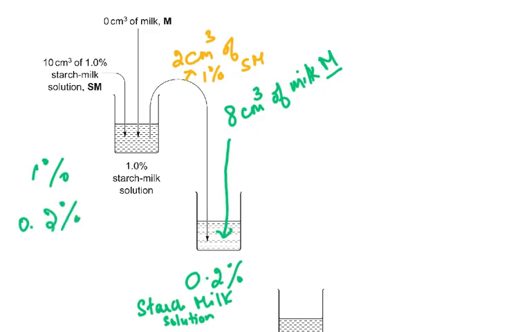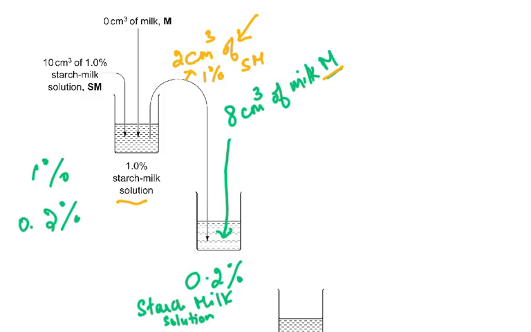But how are you going to dilute it 5 times? So you've taken 2 centimeter cube of SM, 2 centimeter cube of the 1% starch milk solution, and you've added 8 centimeter cube of M. Now in the mark scheme it's written wrong. It's written W, but that is wrong, because if you added water, then the white color would be diluted. So you added M, as given in the question, but the mark scheme is wrong. If you're following the mark scheme, you might get this wrong. So it will be 0.2%.